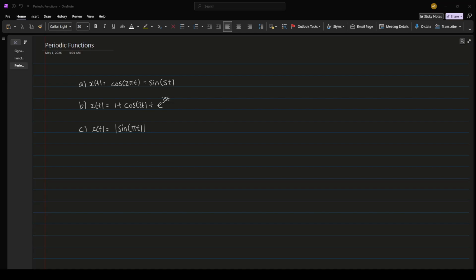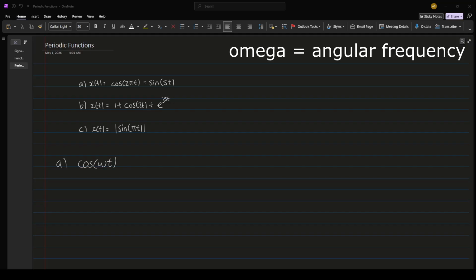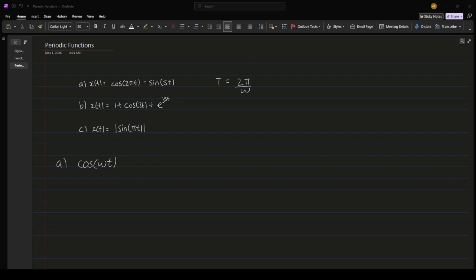I'm going to start writing the solutions. For part A, all you really need to know is that for both cosine and sine, whatever the scaling factor of t is, that is going to be its omega, and the period T is equal to 2 pi over omega for sine and cosine. So in part A, we have T1 equals 2 pi divided by 2 pi, which equals 1. And for the cosine, we're going to have 2 pi divided by 5.